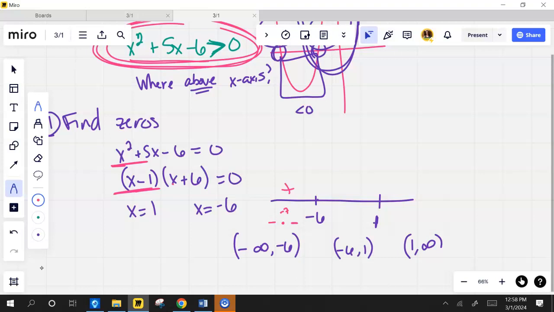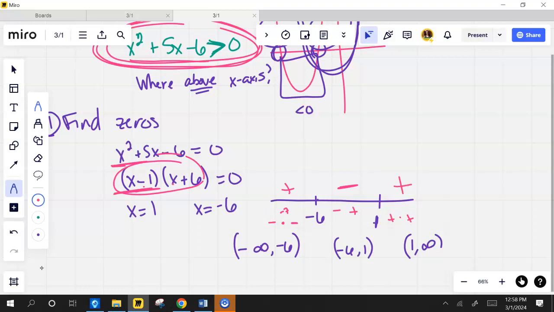All right, so between -6 and 1, give me an easy number between -6 and 1. 0. If I plug 0 into this factored equation, 0 minus 1 is a negative. 0 plus 6 is a positive. What's a negative times a positive? Negative. We got one before it on this side, one in the middle, and one on the right. Within each interval, you have to do one. It depends on how many zeros you have. How about here? Positive again, because I'll have a positive times a positive, which is a positive.